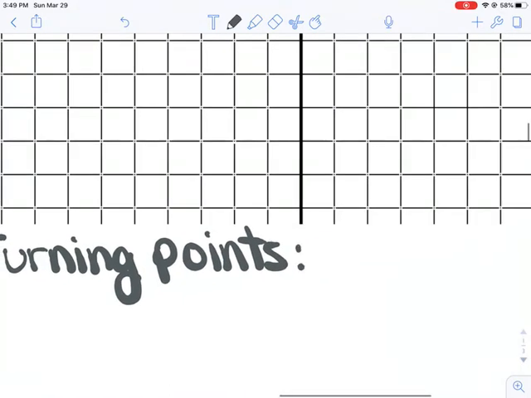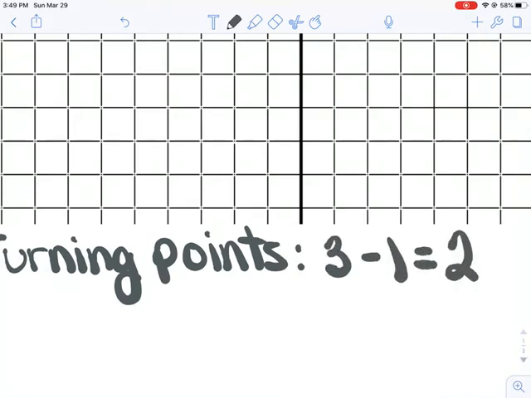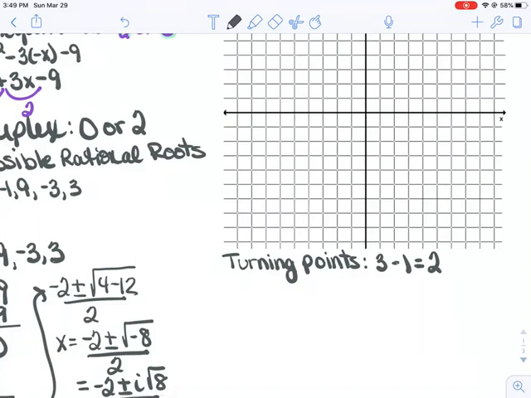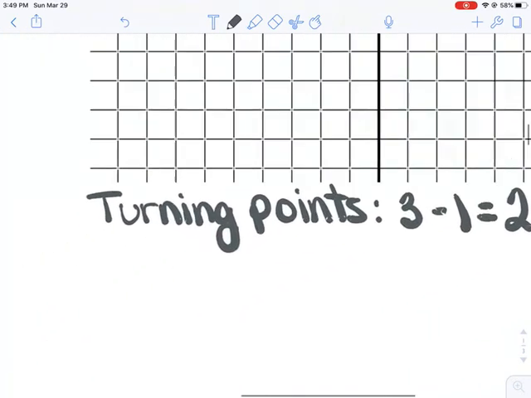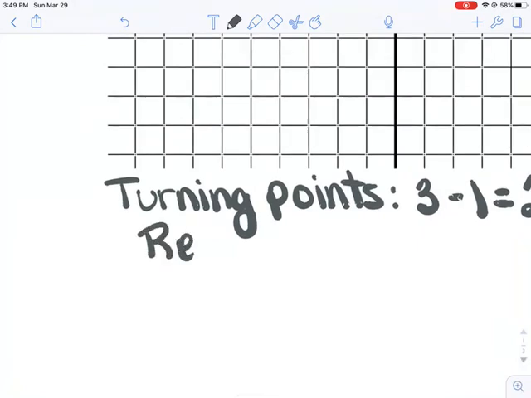Now remember, turning points was the degree minus 1. So 3 minus 1 gave us 2 turning points, which means there could be, I would say, one relative min and one relative max. Okay. All right.